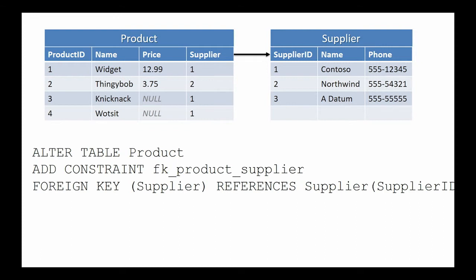It references the primary key in the supplier table. So whatever goes in this supplier column in this product table must match a value that's already in the supplier table. Now, if you run this and you've got existing data in the product table, and some of that doesn't have a matching supplier number, what happens?